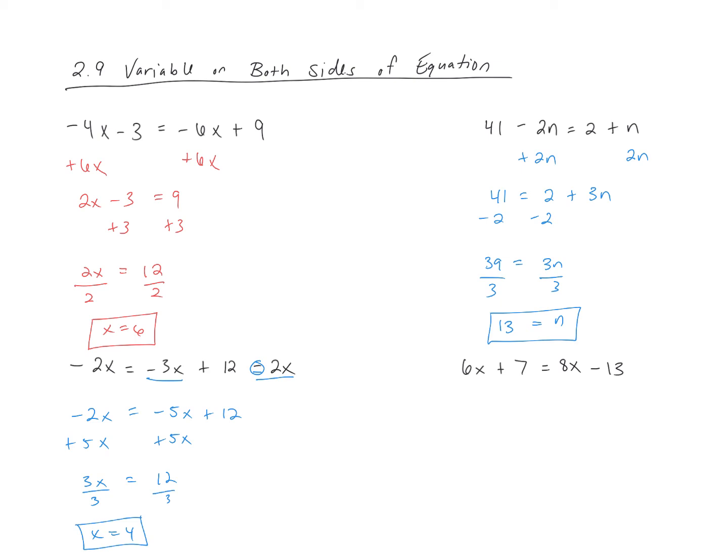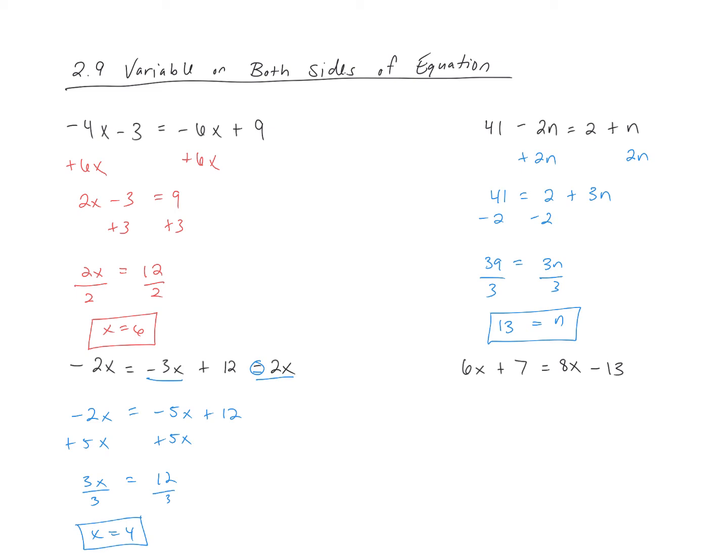Okay, last question on this board. I've got 6x plus 7 equals 8x minus 13. Take a moment to solve the equation. Okay, now that you've solved, let's check your answer.